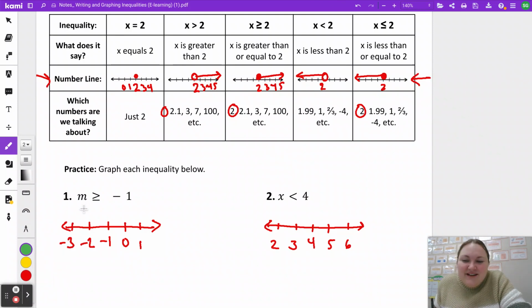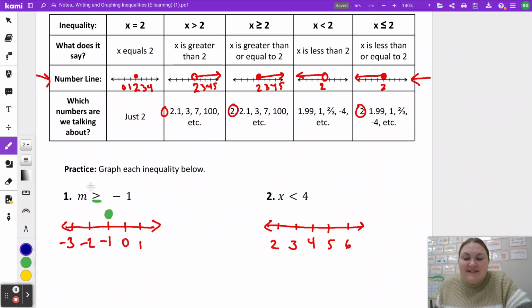For this first one, in order to be able to graph it, we need to first be able to read it. So if you're still working on learning these inequality signs, find a trick that works for you. But we need to know that this says m is greater than or equal to -1. That's our first step. If I know m is greater than or equal to -1, that does mean, because it has that or equal, that we are including -1. So I want to use a closed circle.